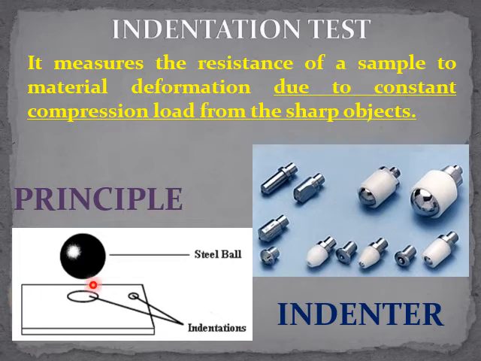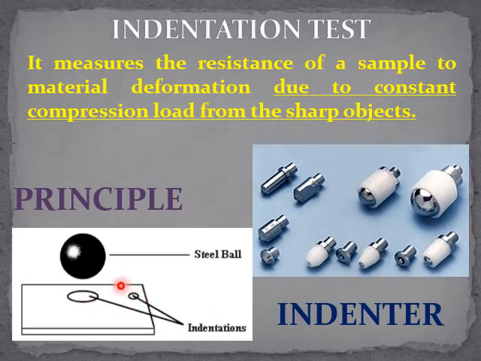You have a rectangular specimen whose hardness has to be determined. You have a heavy steel ball of known diameter. Suppose a load of 10 kg is applied to the steel ball and it is made to press on the specimen surface. An impression is formed on the surface of the material.